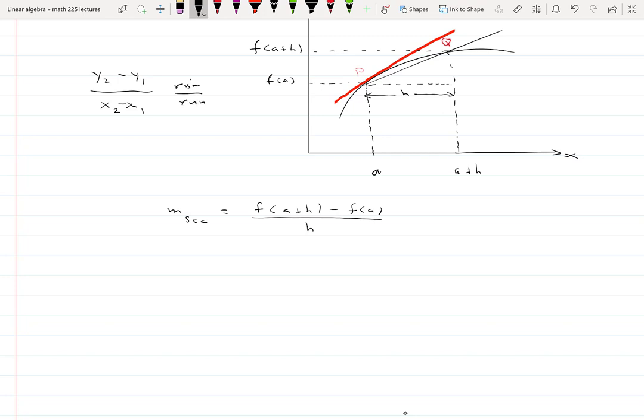That h, which represents the run in the slope, approaches zero. So that's how we define the derivative. The slope of the tangent line we define as the derivative of the function at a, and that's simply the limit as h approaches zero of that difference quotient, f(a + h) - f(a) over h.